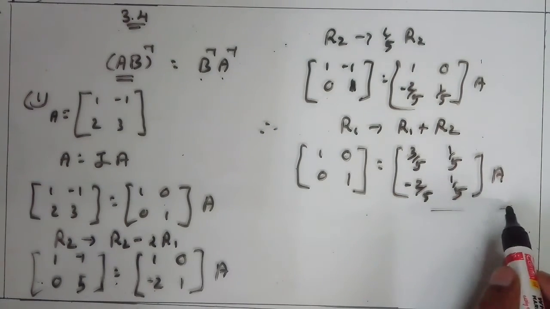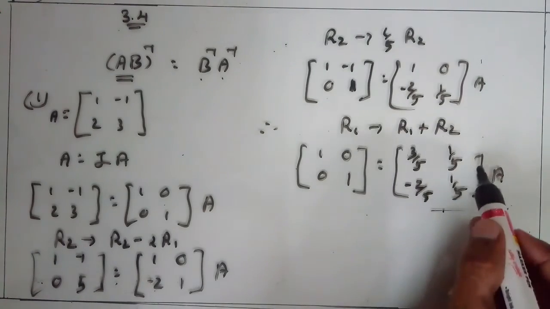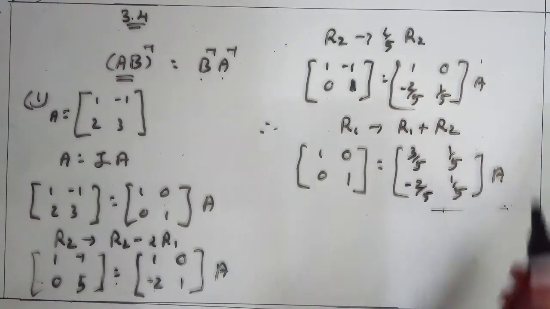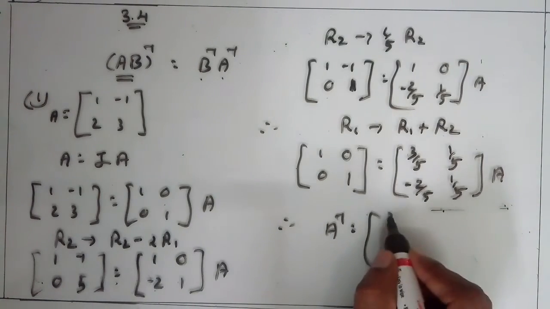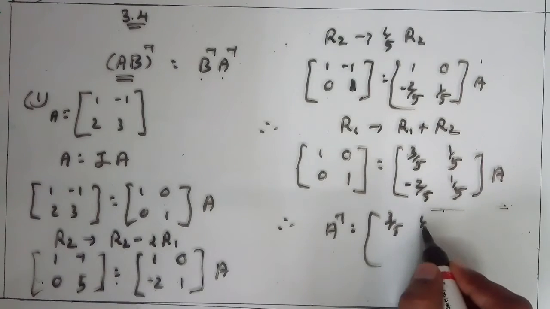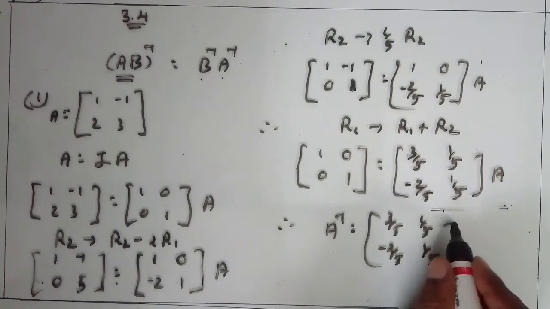So the product of these two matrices, A into this matrix, is equal to the identity matrix. So we say that this matrix is the inverse of A. Therefore A inverse is equal to 3 by 5, 1 by 5, minus 2 by 5 and 1 by 5. Clear?